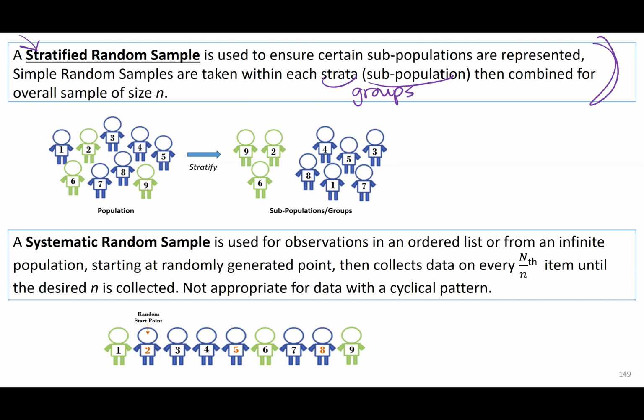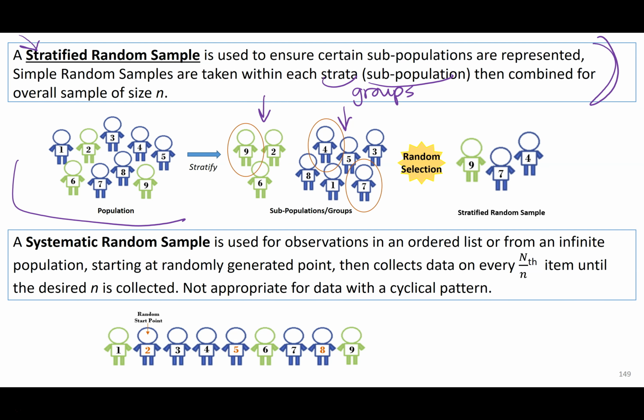members from every group. So in our example, some folks are green, some folks are blue. We wanted to say, hey, it's really important. I want to acknowledge that I need to have at least, however many green and however many blue in my sample. So then randomly sample from each. And here's my stratified random sample.